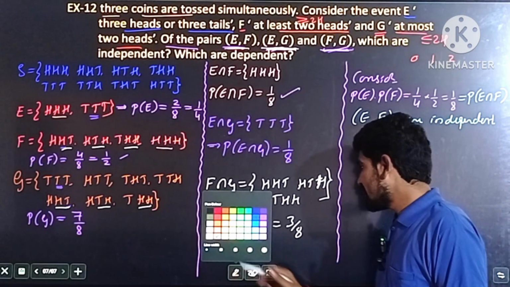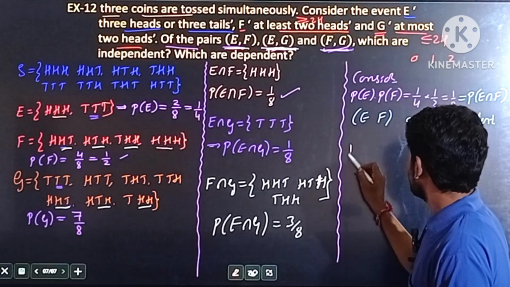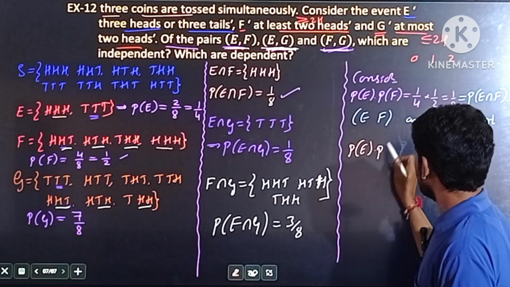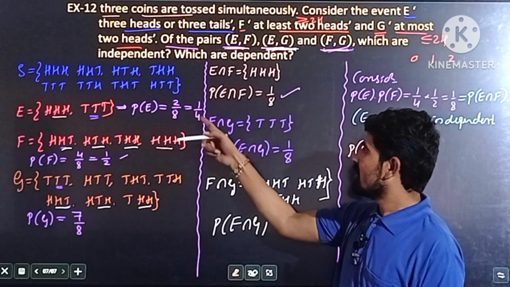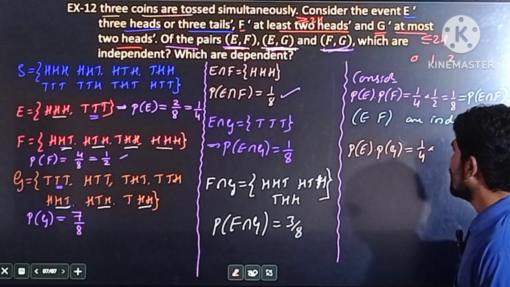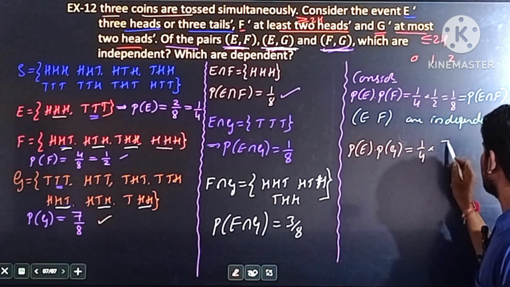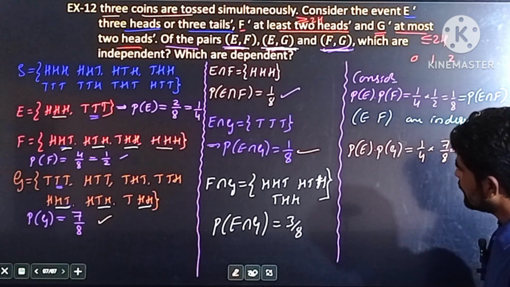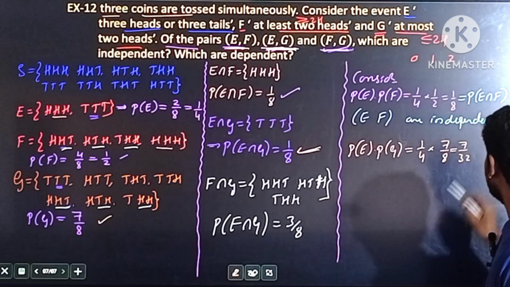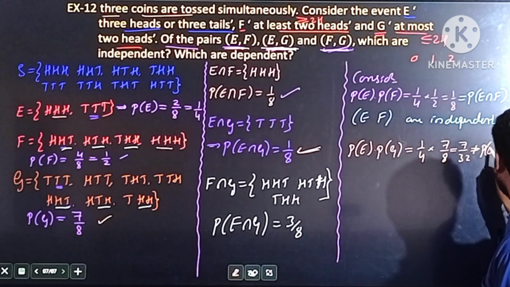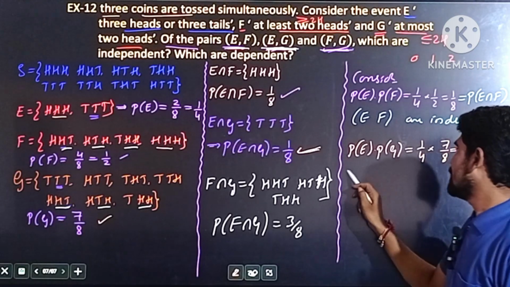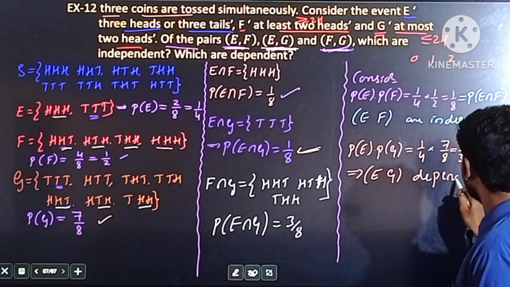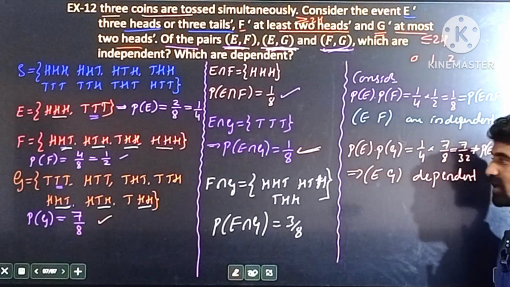Now for the second pair, consider probability of E into probability of G, where probability of E is 1 by 4 into probability of G is 7 by 8, which is equal to 7 by 32, and 7 by 32 is not equal to probability of E intersection G. It means the events E and G are not independent, it means they are dependent events. I hope all of you understood.